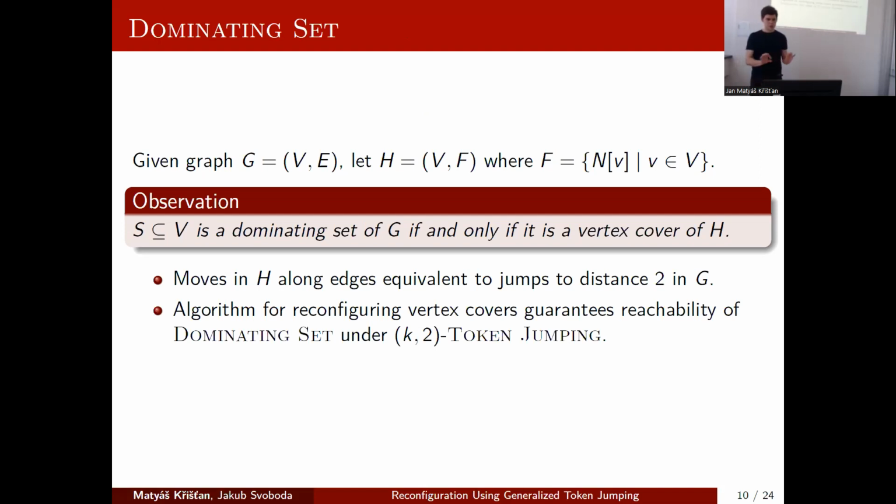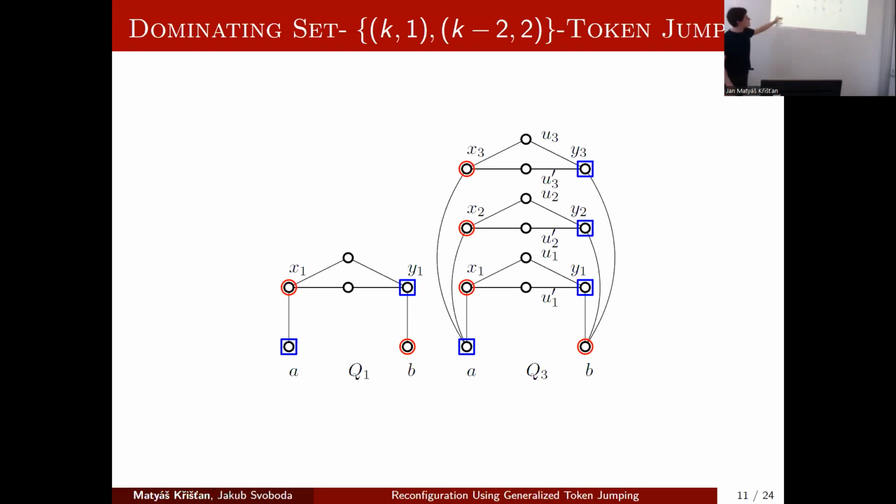So just using this formulation using a hypergraph, we get that the dominating sets can be reconfigured by moving K tokens at once to distance at most 2. Here is a corresponding lower bound, which turns out to be the worst case. So we can extend this graph to any size by taking a copy of Q1 and adding it, identifying the vertices A and B.